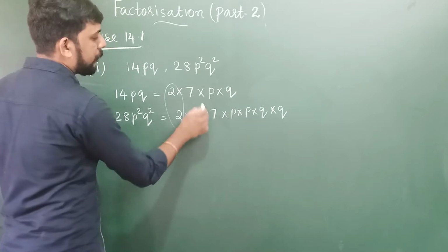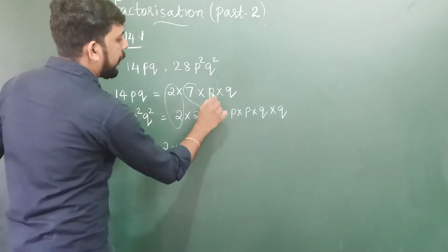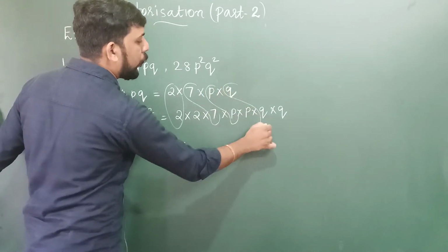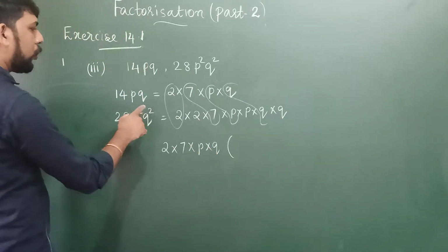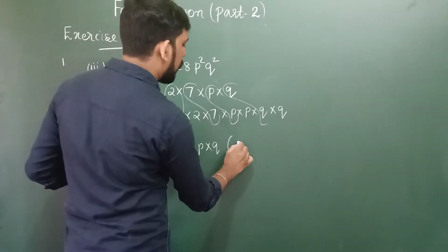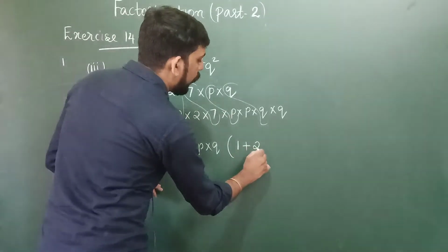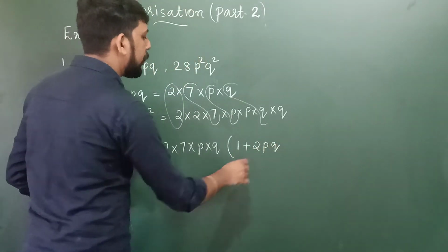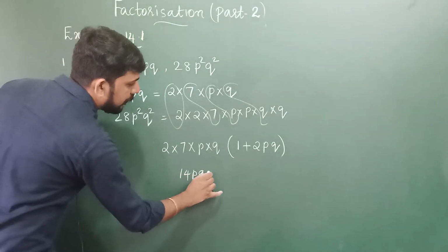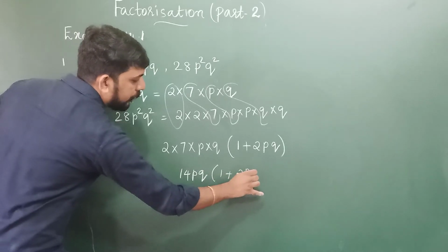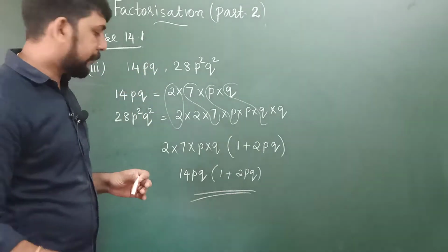So 1, 2 outside, then remaining 7. 7 is common, right? So 7 and p, then q, p into q. Inside the bracket, what will you get? 1 plus 2pq, right? 2 into 7 is 14pq. Inside the bracket, 1 plus 2pq. Okay, hope this is clear.